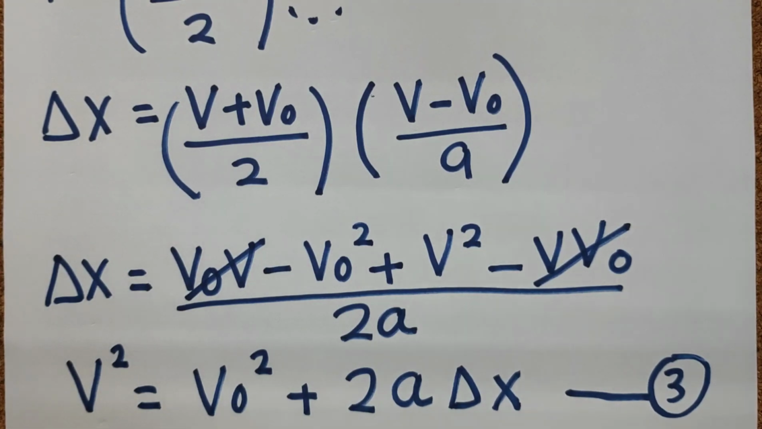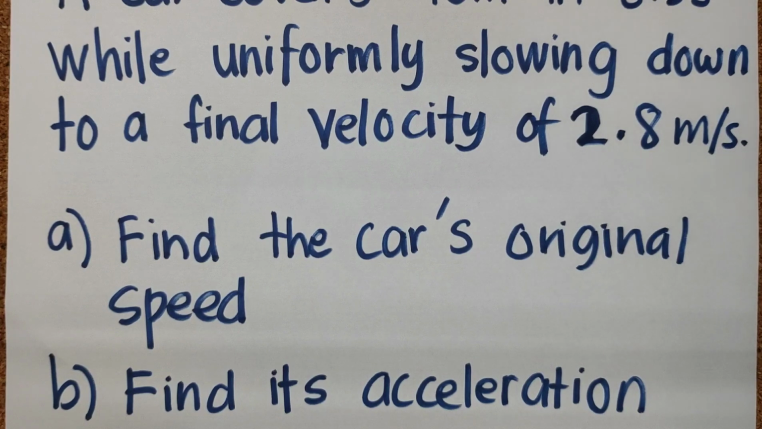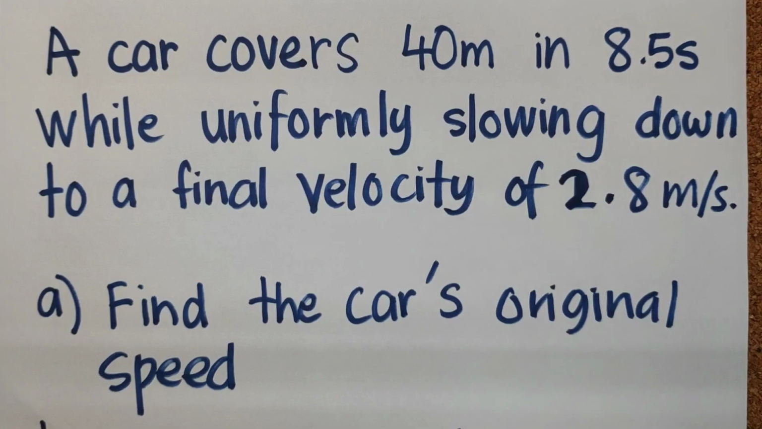So these are the three equations that we are going to use in order to solve problems related to motion of an object moving with a constant acceleration in one dimension. Let's try one example. A car covers 40 meters in 8.5 seconds while uniformly slowing down to a final velocity of 2.8 meters per second. A. Find the car's original speed. B. Find its acceleration.